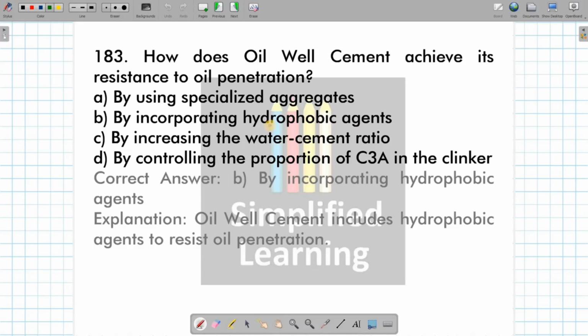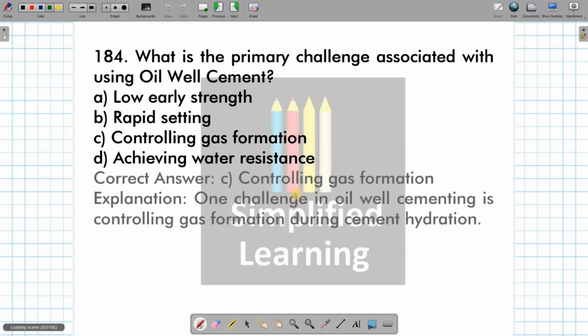How does oil well cement achieve its resistance to oil penetration? By incorporation of a hydrophobic agent, that is, by incorporating liquid phobic agents. What is the primary challenge associated with using oil well cement? Controlling the gas formation is a problem with oil well cement.